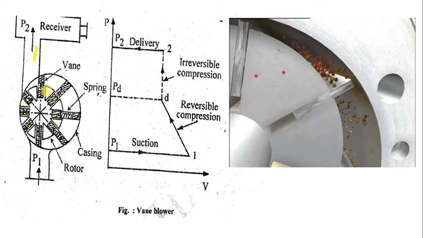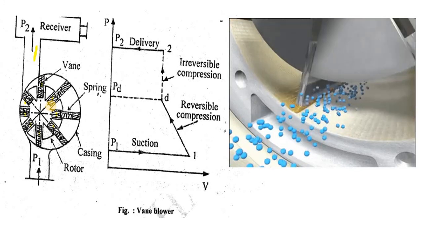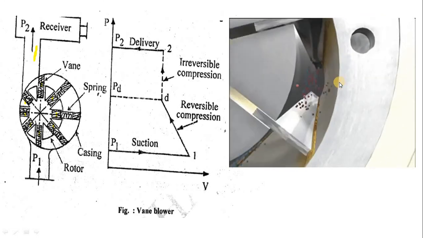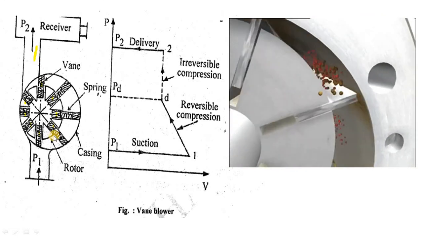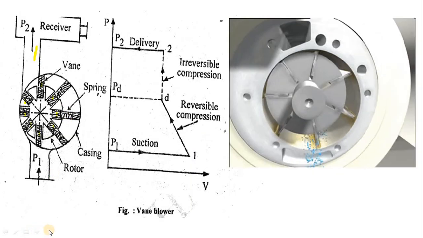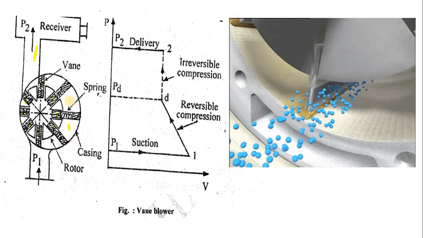Here you will get an idea that the rotor continuously rotates inside the casing, and the rotor is eccentric. So this is an eccentric rotor. These are some pockets. These are the pockets where air is trapped, and the rotor is eccentric.